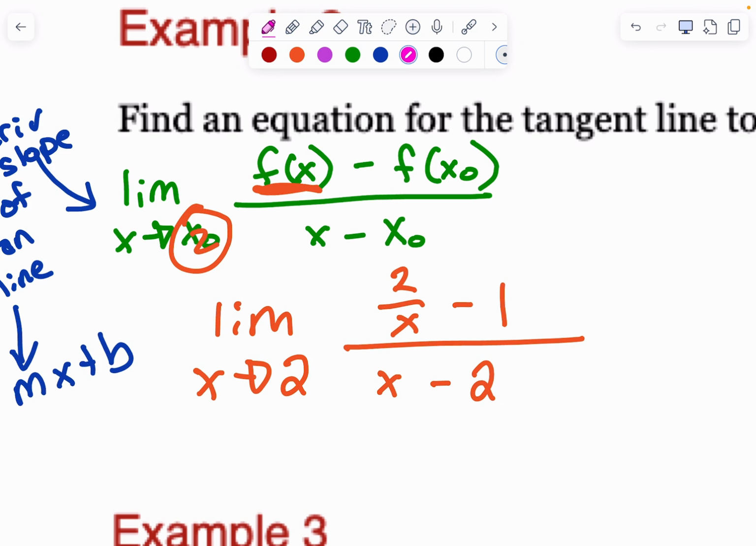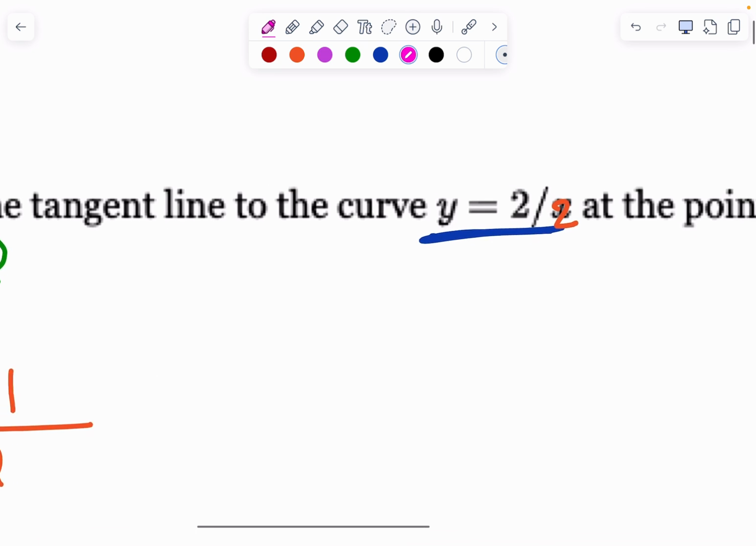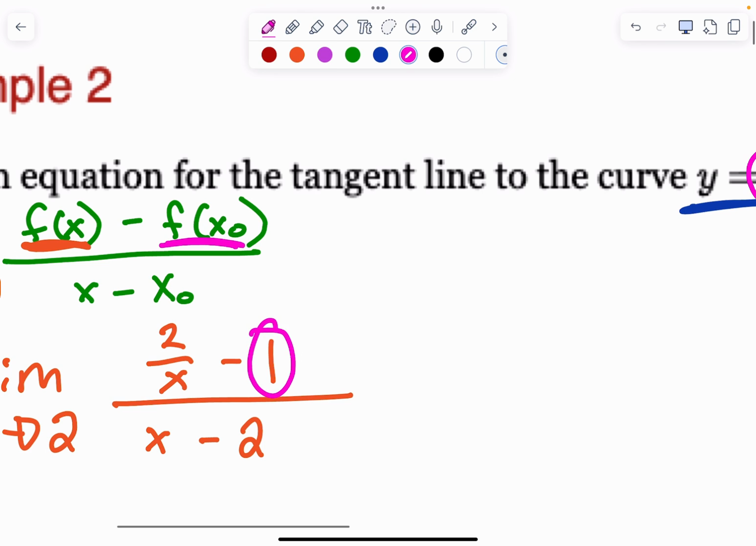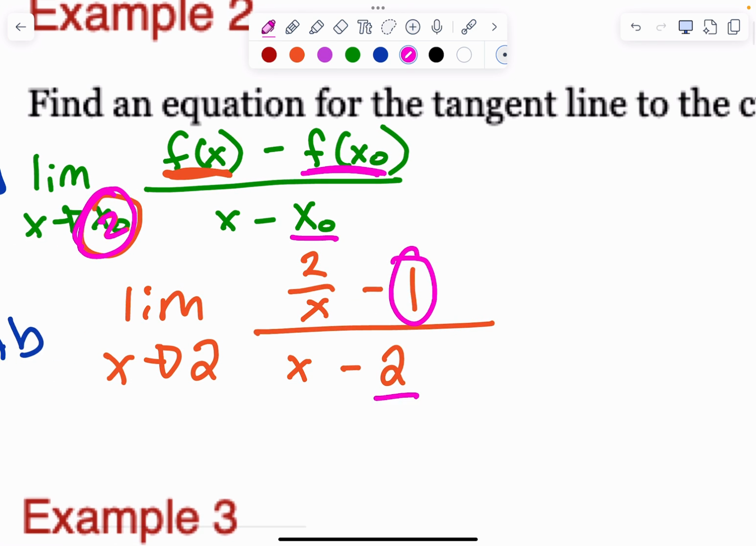No. This one is f of x naught. If x naught is 2, we're going to plug 2 into our f function. I plug 2 in here, and 2 divided by 2 is 1. Since y equals 2 over x, f of x is just y. Correct. You're fine.